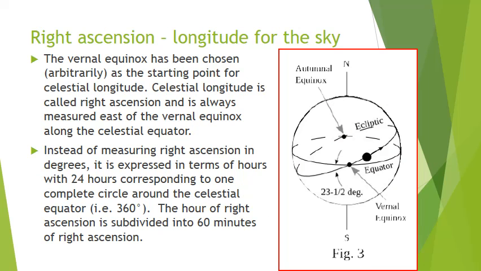Okay, so we've already established what declination is. Again, declination is how far north or south you are of the celestial equator, how far north or south a star, or any celestial object, is of the celestial equator. Okay, that's great. But just like with latitude, it's not good enough to just know latitude.